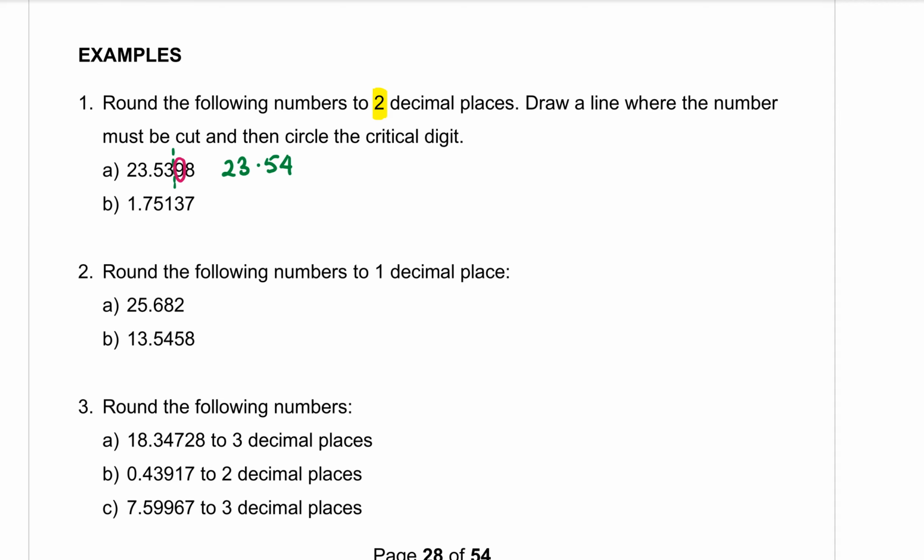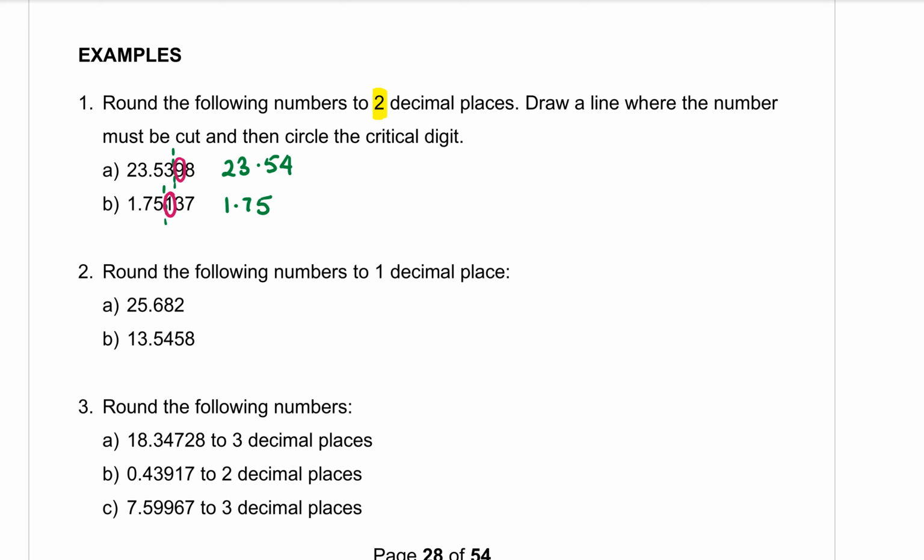Okay, let's try again for part B. I want 2 decimal places. So from the decimal point, I want the 7 and the 5, and I'll draw my line after that. The 1 is the critical digit this time. Because it is less than 5, we need to round down, which means that all the numbers stay the same, the 1.75 before the line, and everything after the line gets chopped off.